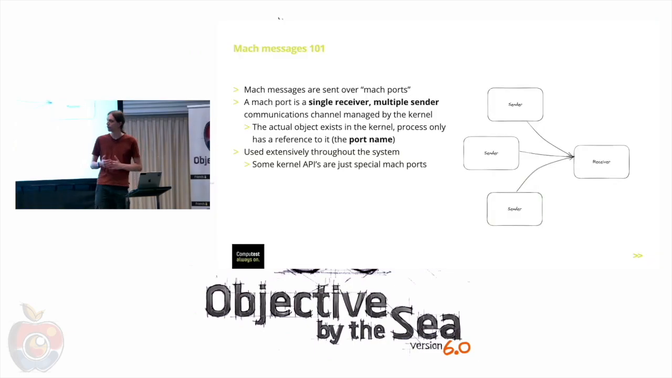So Mach messages are sent to Mach ports, and these are a single receiver, multiple sender communications channel, and it's managed by the kernel. Similar to a file descriptor or a socket, the actual object itself lives in the kernel, and processes can only indirectly use them through the APIs offered by the kernel. And it refers to it by a name, which is like an integer that just the kernel can translate. If this process uses this integer, then it must be this Mach port. And Mach ports are used all over the system for all sorts of APIs, not just XPC. There are other kernel APIs, for example, that are built entirely on Mach messages.